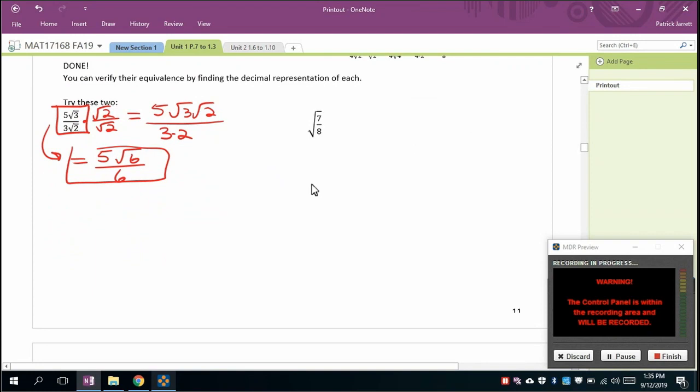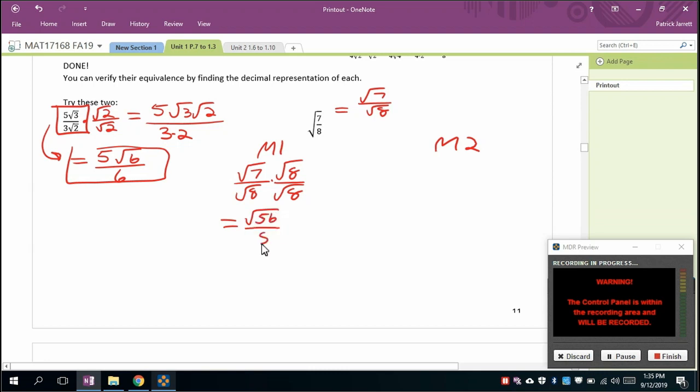Now, square root of 7/8. There's actually two ways to do this. Method 1, and I'll call it method 2. So, obviously, either way, we're going to have square root of 7 over the square root of 8. Now, one way to do this would be to simply multiply the numerator and denominator by the square root of 8. Now, what happens here is we have square root of 56 over 8, but that is not simplified.